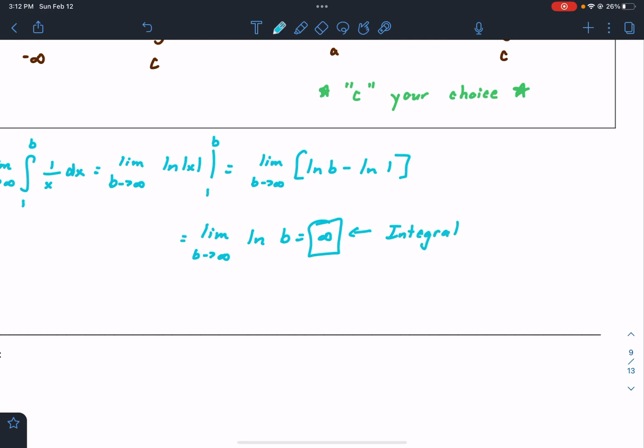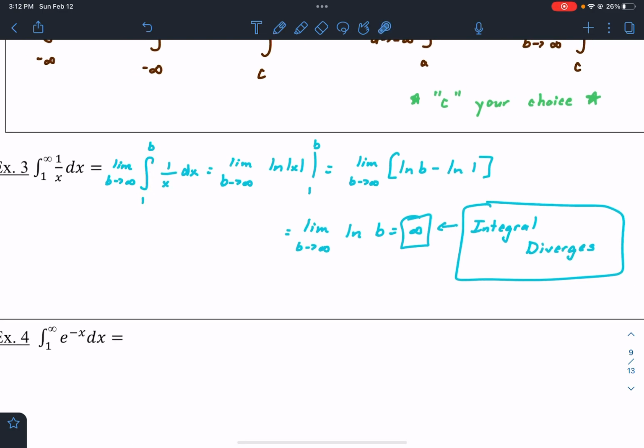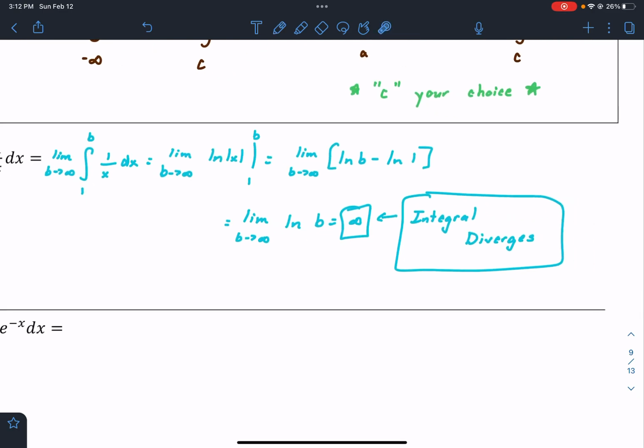I am not going to a specific number. My area is just going to continue to increase as I move along from 1 to infinity. My area just gets bigger and bigger and bigger.